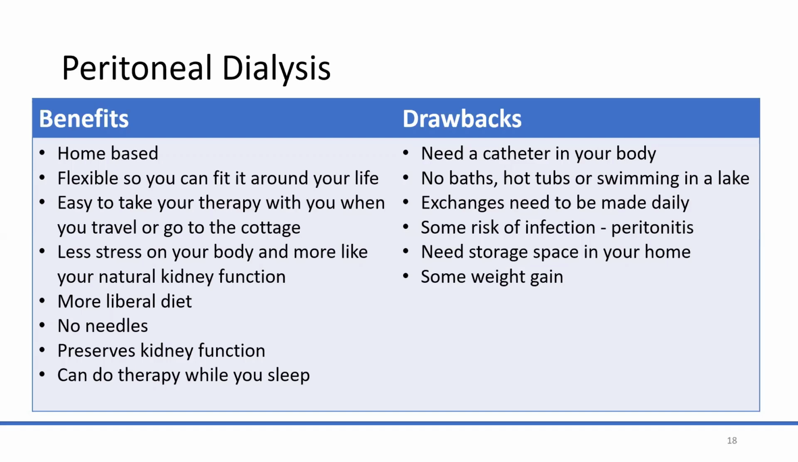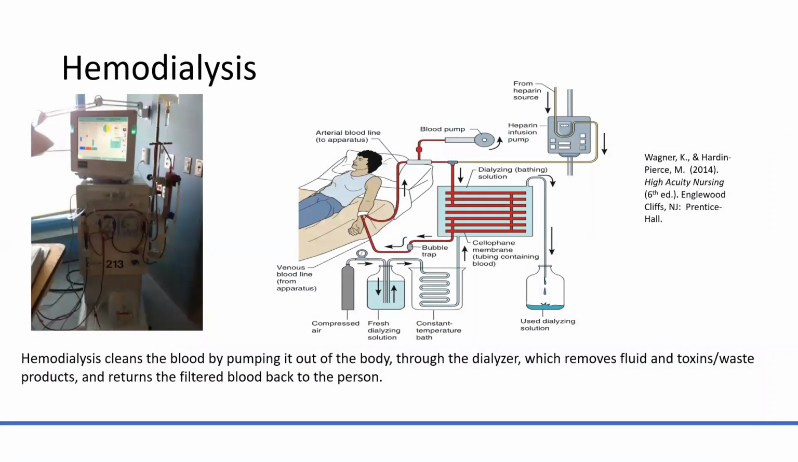The other dialysis option is then hemodialysis. So hemodialysis means that you have to have a machine that actually pumps your blood out of your body through a special kidney called a dialyzer or an artificial kidney. And as the blood goes through that dialyzer or artificial kidney, toxins and waste products and extra fluid is removed, and then the clean blood is pumped back into the body.